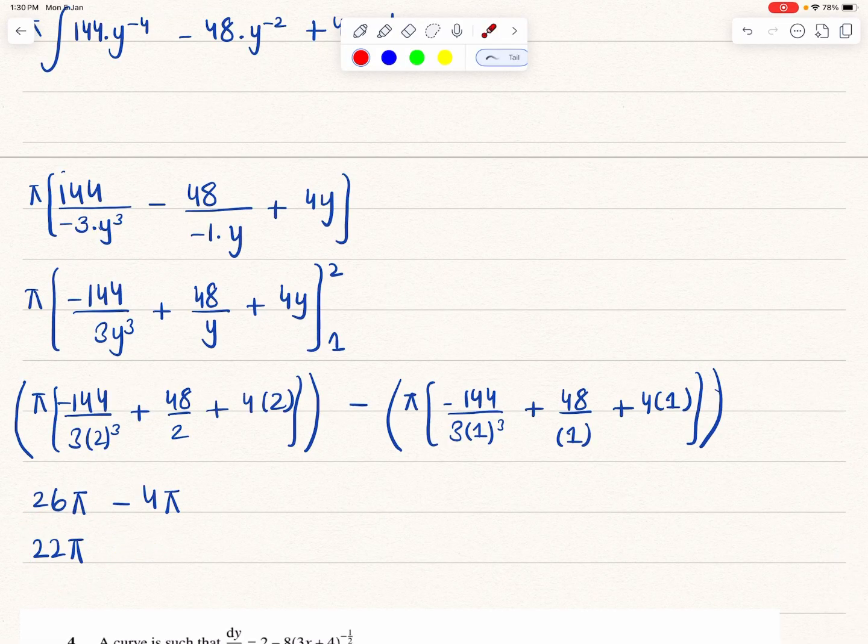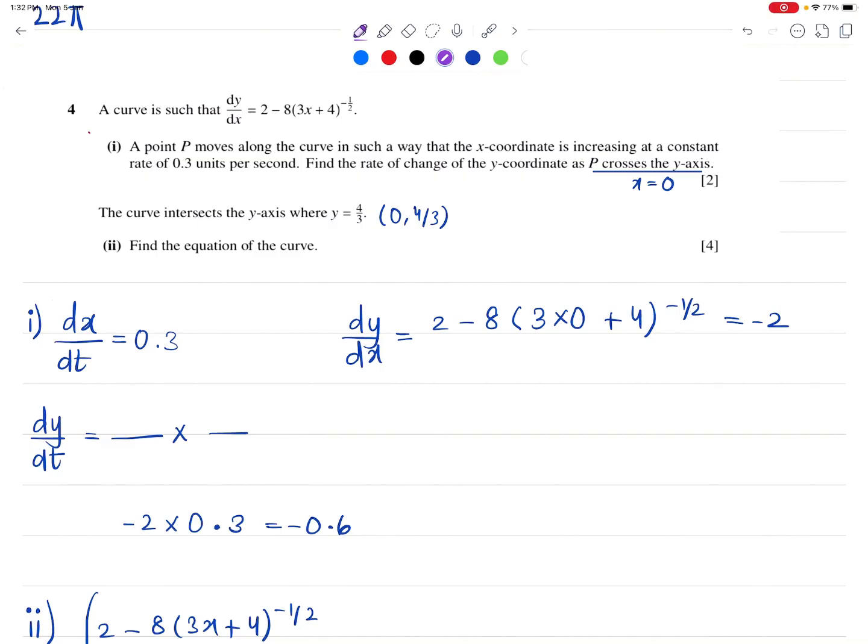That's just always better. Alright, moving on to question number 4, it says a curve is such that dy by dx is equal to this expression. A point P moves along the curve in such a way that the x coordinate is increasing at a constant rate of 0.3 units. Alright, whenever it talks about rate, it means that you're going to be dividing something by time. In this case, it's the x coordinate, so I'll say dx by dt is equal to 0.3 because 0.3 is given to us in the question.